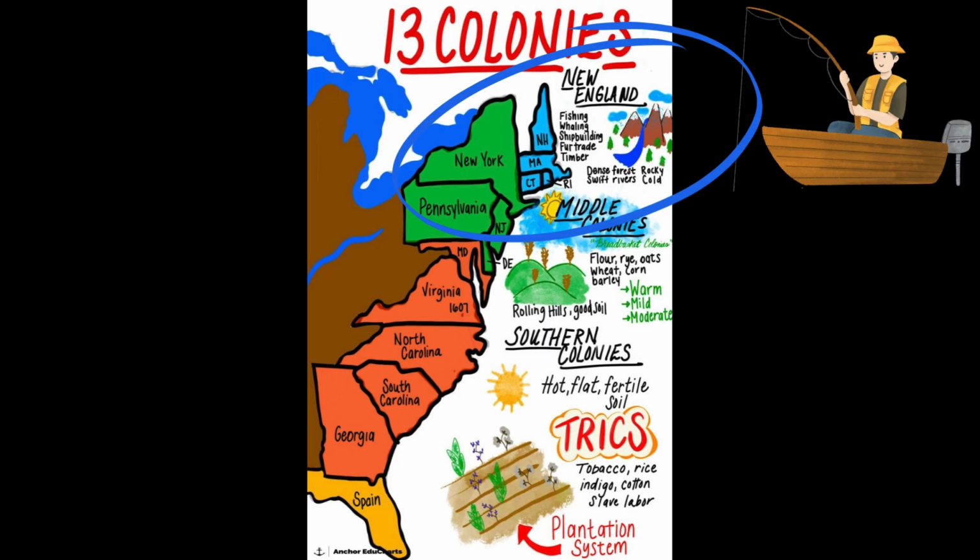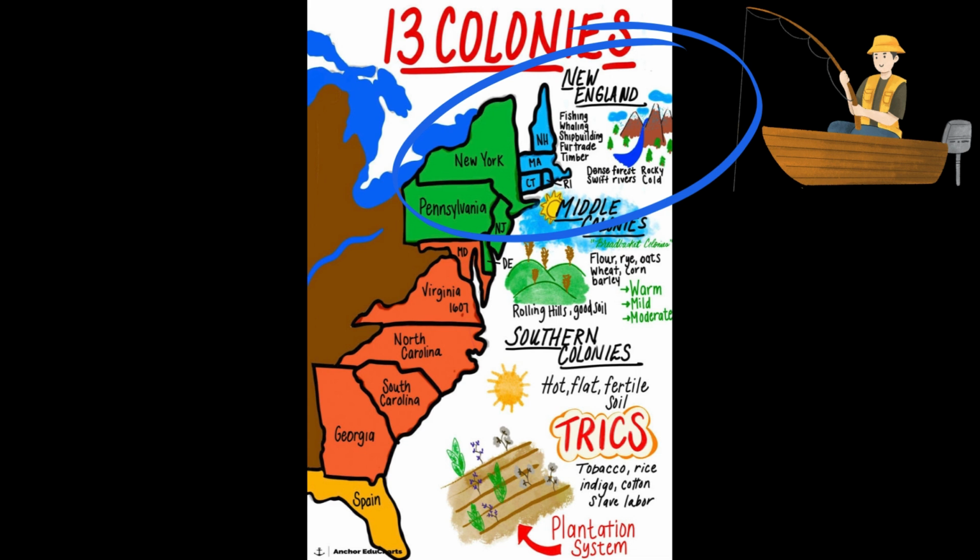Let's start with New England. This region, which included colonies like Massachusetts, Connecticut, Rhode Island, and New Hampshire, was known for its harsh winters and rocky soil. Because of this, farming wasn't as prominent here. Instead, New Englanders turned to fishing, shipbuilding, and trade. Religion also played a huge role, with the Puritans shaping much of life and law in this area.